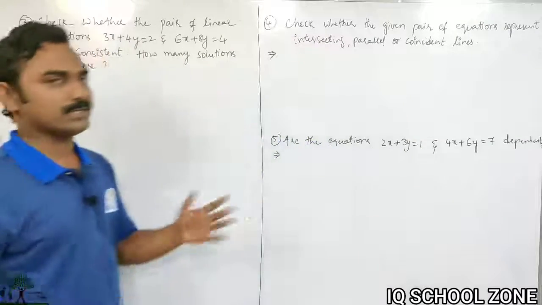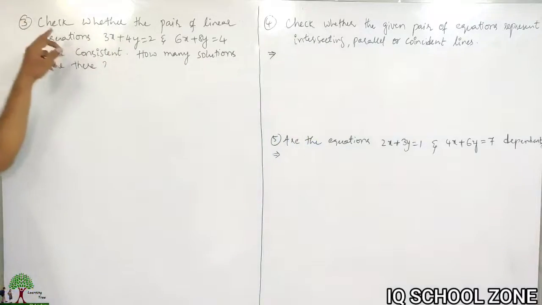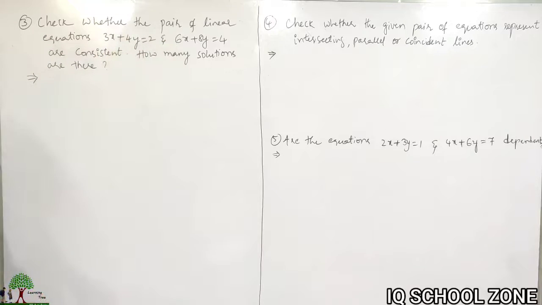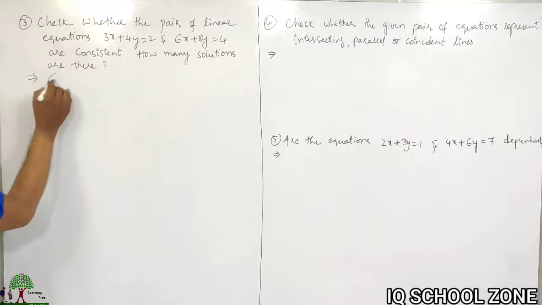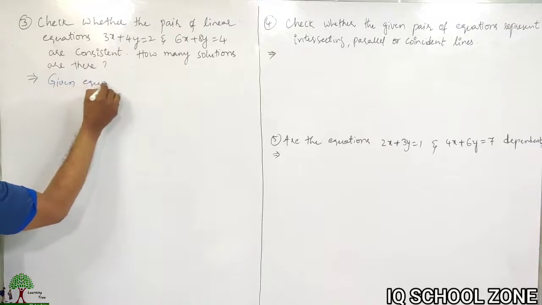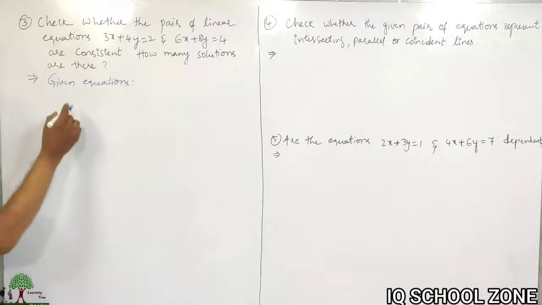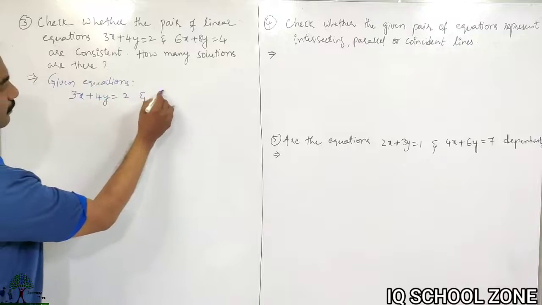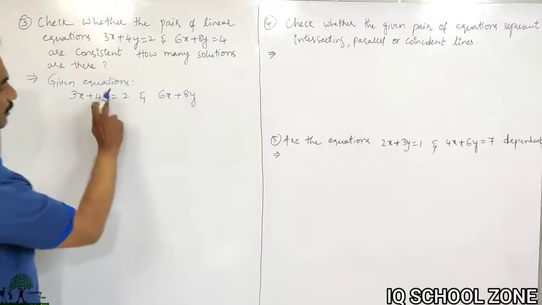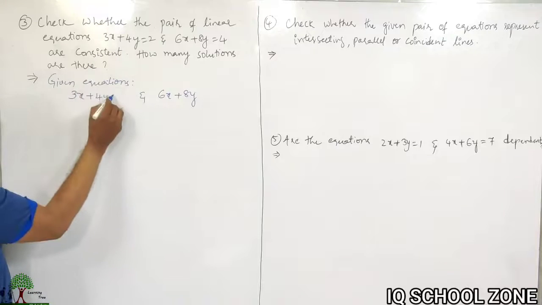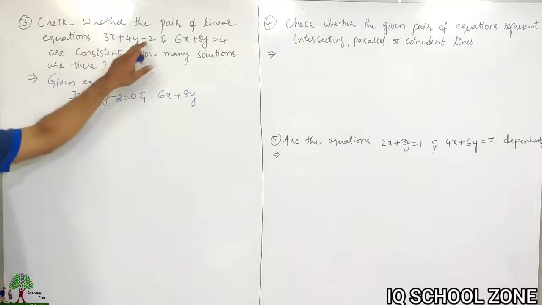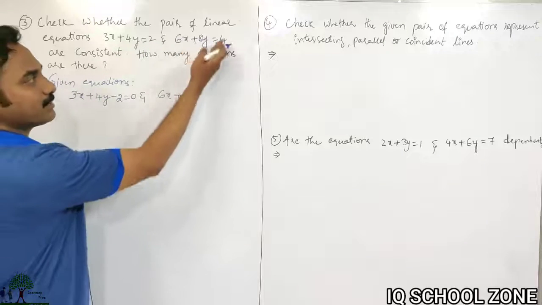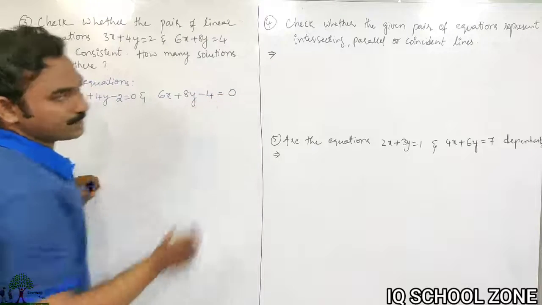Now we'll solve some more problems on this topic. Look at this third question. Check whether the pair of linear equations are consistent or not. What are the given equations? 3x plus 4y is equal to 2, and 6x plus 8y is equal to 4. Let us take the plus 2, it becomes minus 2 equal to 0. Here in 6x plus 8y, the plus 4 becomes minus 4 equal to 0.